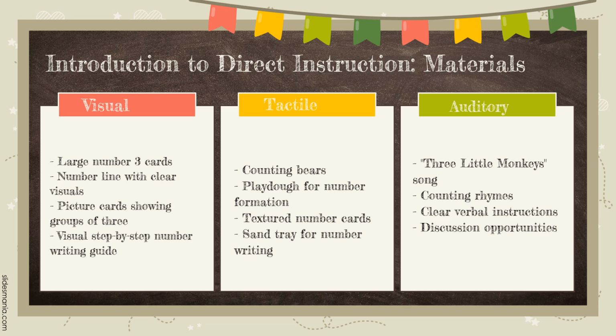So here is my introduction. It's still the introduction to the direct instruction material. This is the materials needed for each. For visuals, we're going to need large number 3 cards or number line with clear visuals, picture cards showing groups of 3, or visual step-by-step number writing guides.